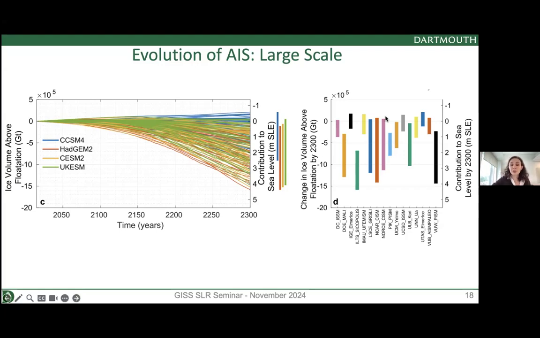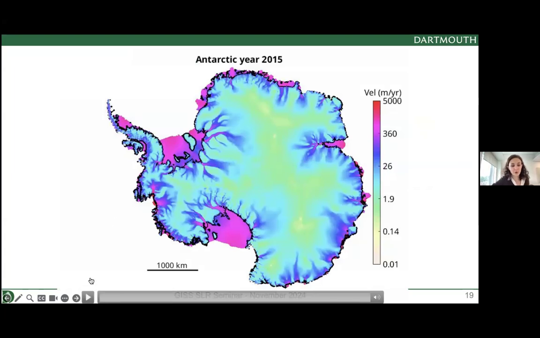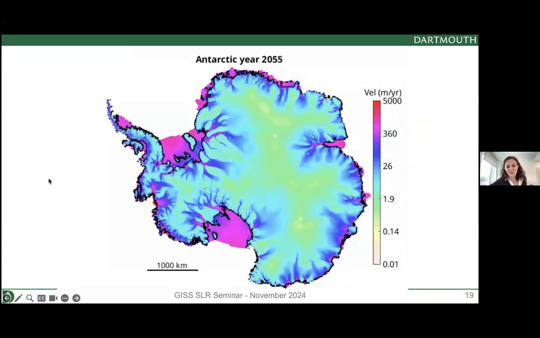So there's a spread of results in both what climate model you're using and what ice flow model you're using. What's happening by 2300? I thought it should be a good time to add a movie here, just to wake up people. This is one of these models, kind of an average one, not responding too much. And we see the evolution of the Antarctic ice sheet until 2300.